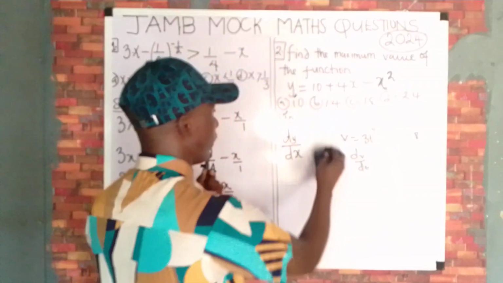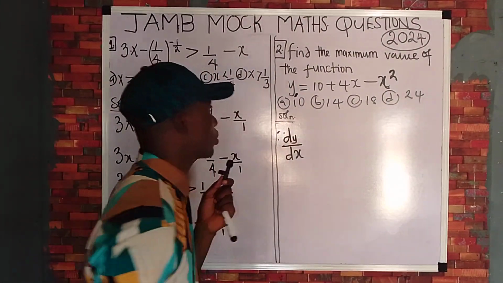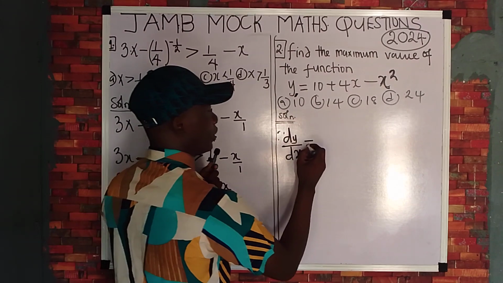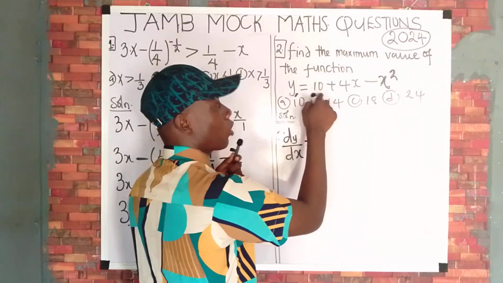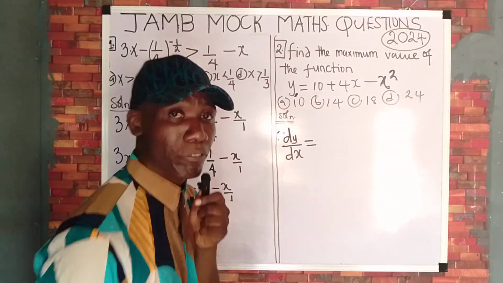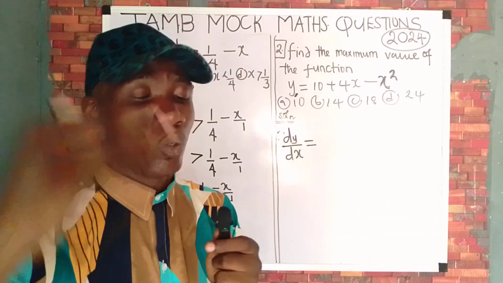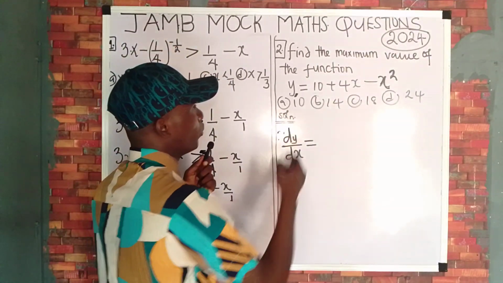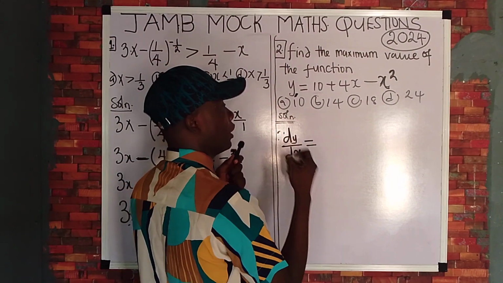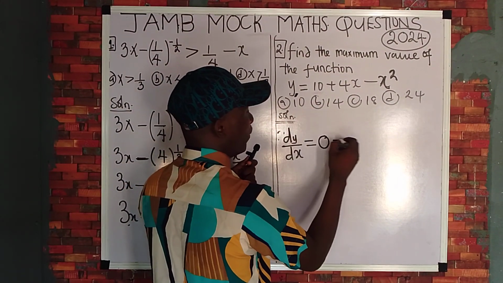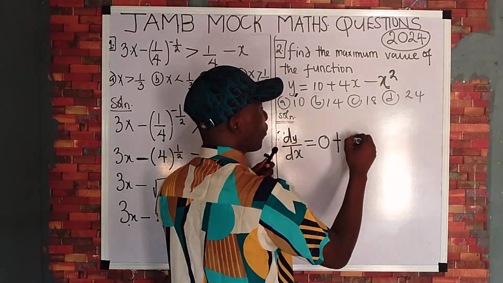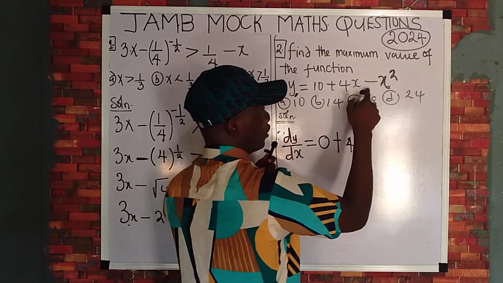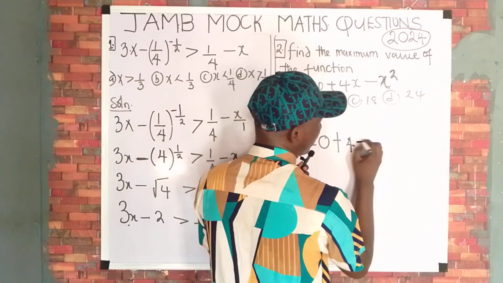So what would dy over dx give us on this question? Now it will give us, remember that 10 is a constant, it does not contain x, and the derivative of a constant is equal to what? 0. Okay, so if you differentiate this 10, it will give you 0. So you write 0 plus, differentiate your 4x, it will give you what? 4. Now if you differentiate this, you have minus.